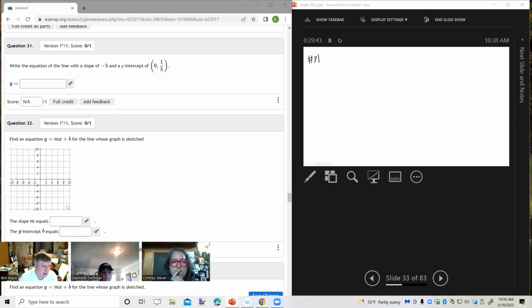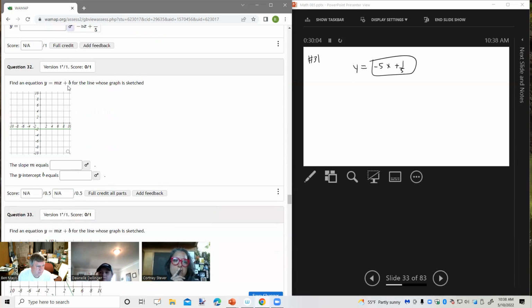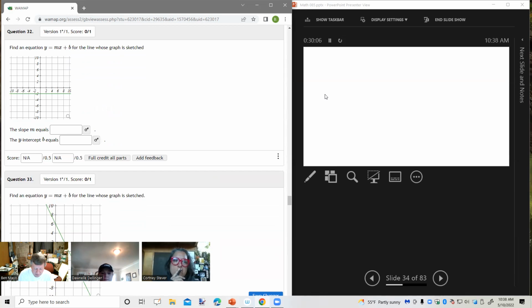Write the equation of the line with a slope of -5 and a y-intercept of 0,1/5. So it'd be y equals mx plus b. So that's what would go in the box right there. Okay. Number 32.